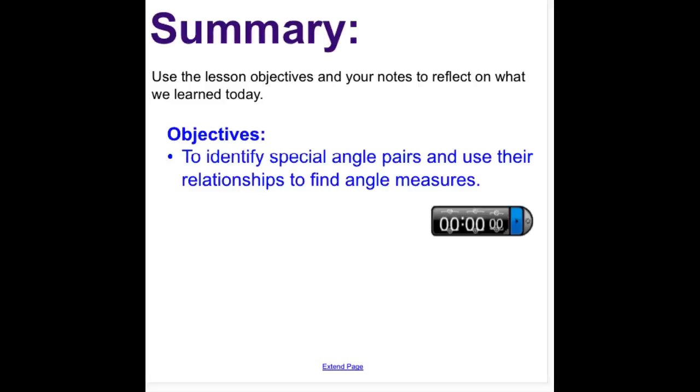This was lesson 1-5. Our objective for today, guys, was to identify special angle pairs. So things like vertical angles, supplementary angles, complementary angles, adjacent angles, and use those relationships to find angle measures. So we use the fact that two angles are supplementary to find angle measures. We also talked about the linear pair postulate, and we talked about angle bisectors.